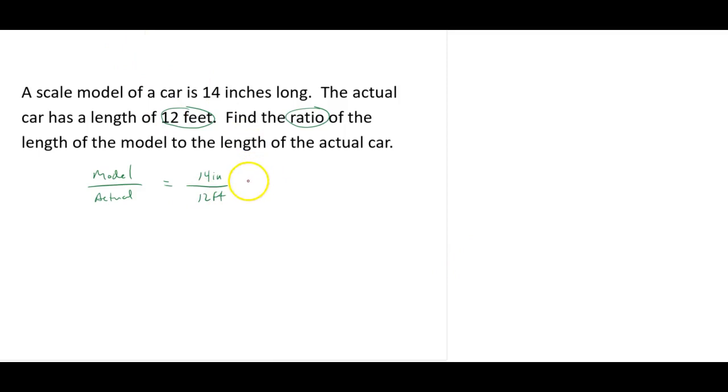But what is the big no-no here? Right? The big no-no here is the fact that the actual length of the car is in feet, not inches. So what's easier to convert? Feet to inches or inches to feet? Well, we know 1 foot is equal to 12 inches. So it's going to be a lot easier to say, well, 12 feet is equal to 12 feet times 12 inches in each foot, which is 144 inches. So we're going to say this is 14 inches to 144 inches.